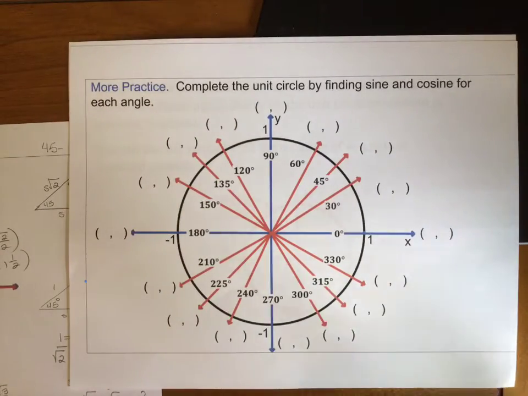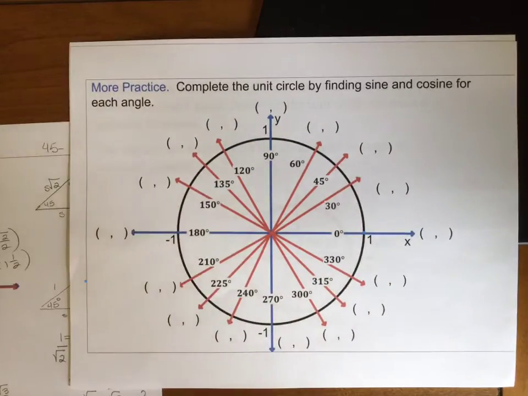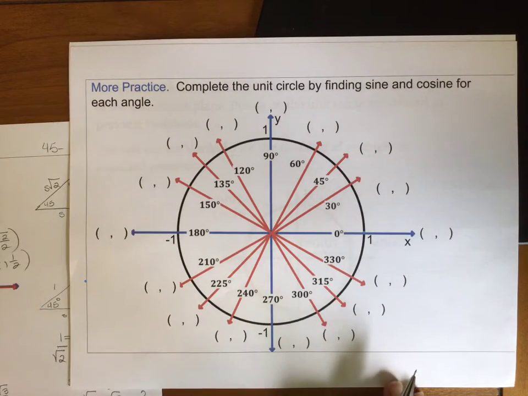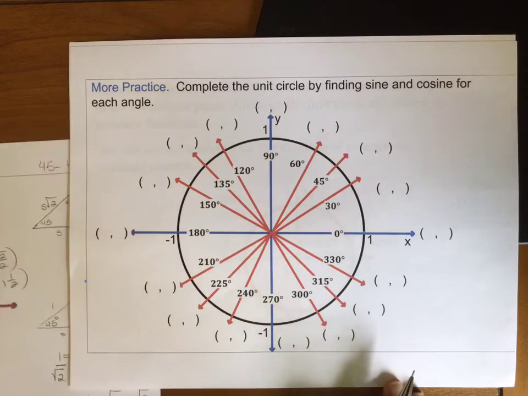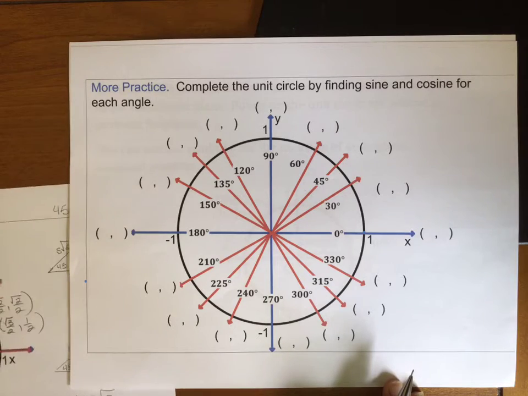All right, I will have attached a practice unit circle like this with your assignment. So if you could print it out, you might want to go and grab it. If you couldn't, you're just going to put these in your notes. Now, I want you to notice that we've already done a lot of this unit circle.